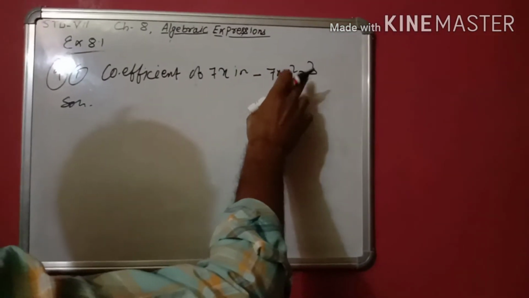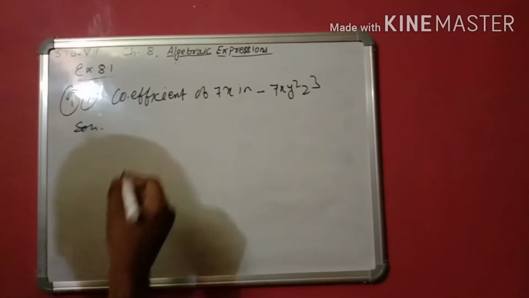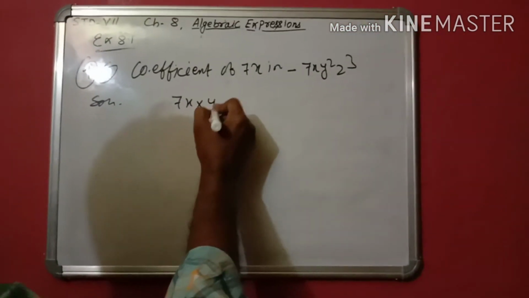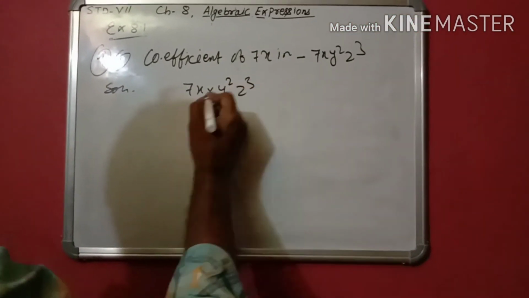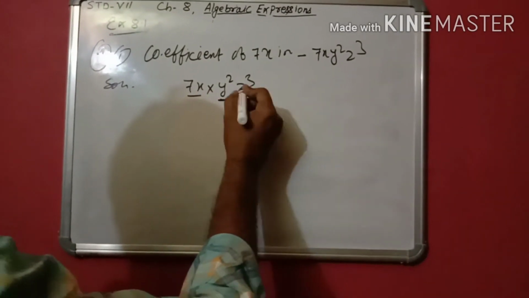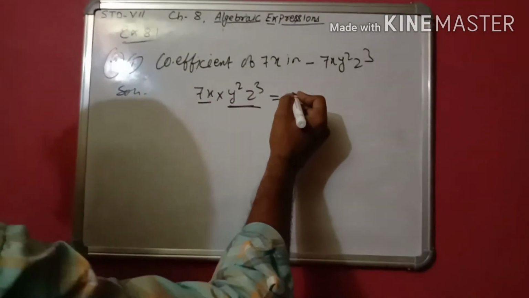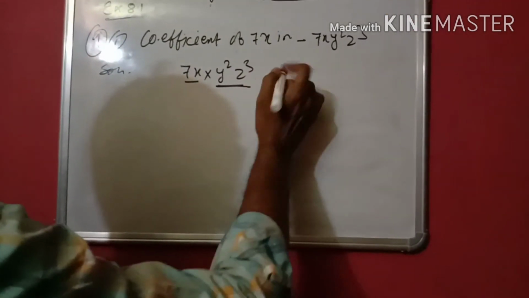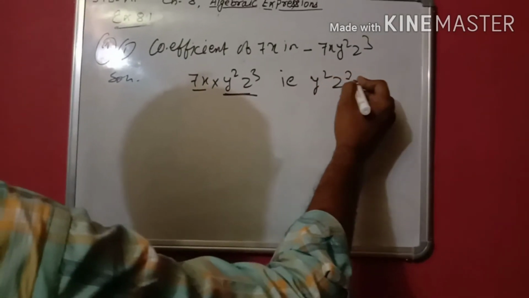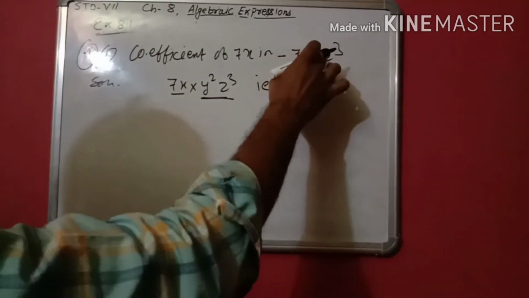7x y square z. So first of all, the coefficient of 7x you have to find. See, 7x into what can I write? Y square z cube. Therefore, this is the coefficient of whom? 7x y square z cube is the coefficient of whom? 7x. Therefore, I can write the coefficient of 7x is y square z cube, the coefficient of 7x in this term.